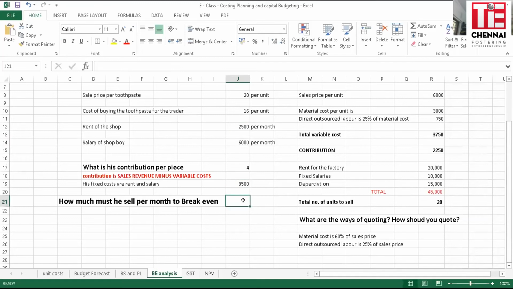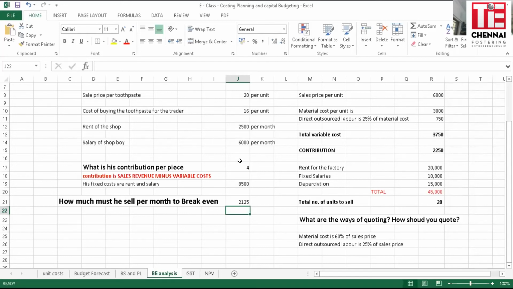Simple arithmetic. If it's going to be 8,500, which he has got to do by 4, he's got to sell 2,125 toothpastes to break even. That is his break-even per month, per year, whatever you want to call it. I've taken it per month because the rent is per month and the salary is per month. Now, he has to decide. Do you really think you can sell 2,125 toothpastes per month? Maybe he can, maybe he cannot.